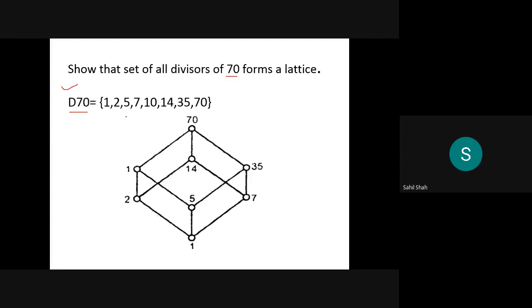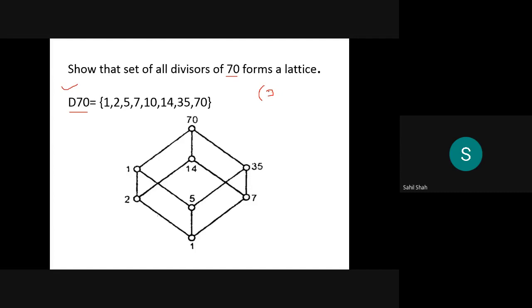So check out how I am representing this example. This is D70. In general, we have seen Dn. Dn is the set of all divisors of the input number n. D70 is the set of all divisors of 70: 1, 2, 5, 7, 10, 14, 35, 70. These are dividing 70.